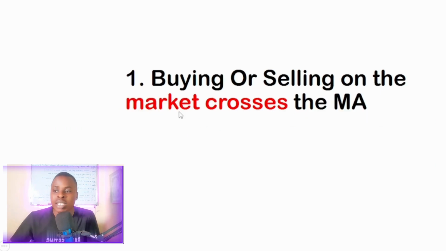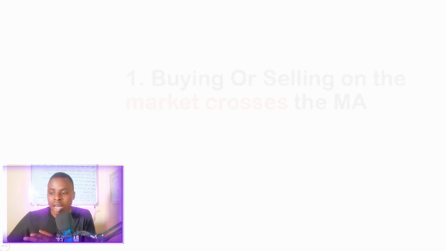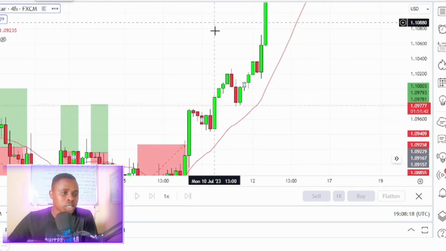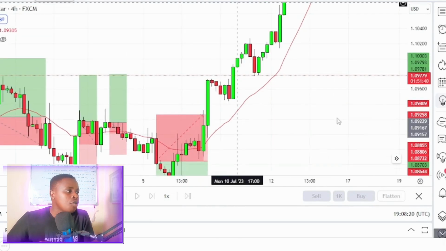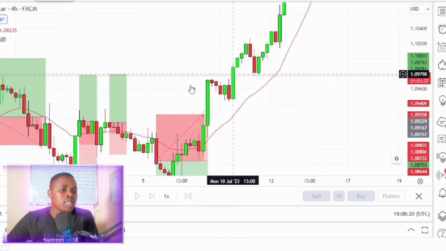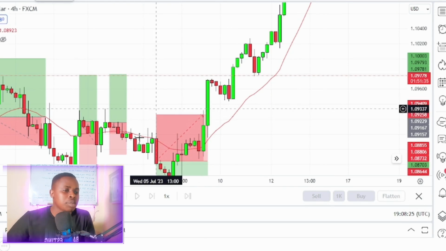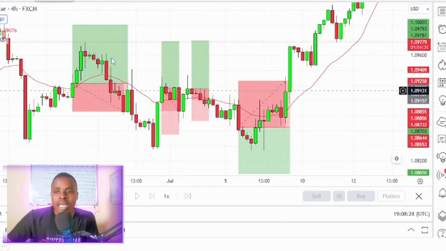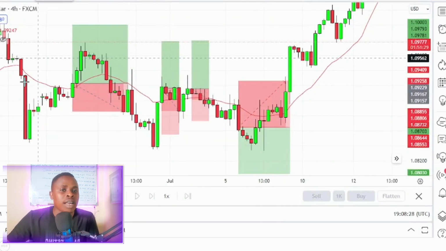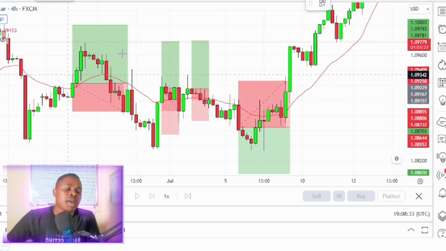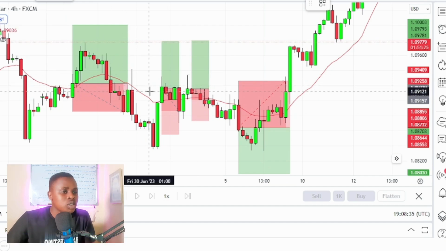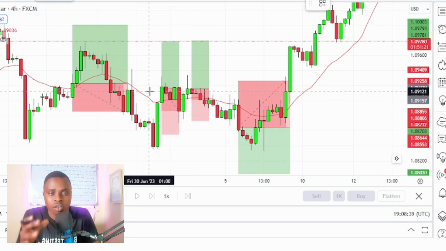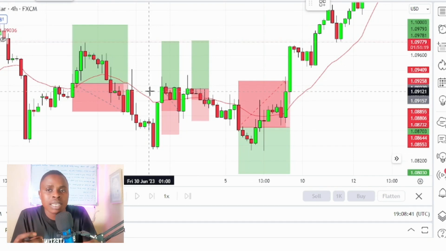The first one is buying or selling on the market crossing the moving average, right? This example that I showed you here is an example of 5 losing trades in a row that came before, just because you were buying and selling simply because the market is crossing over the moving averages, right? Because if you look at this, you are going to see that if the market is crossing up and below of the moving average, that simply means that market is not trending.